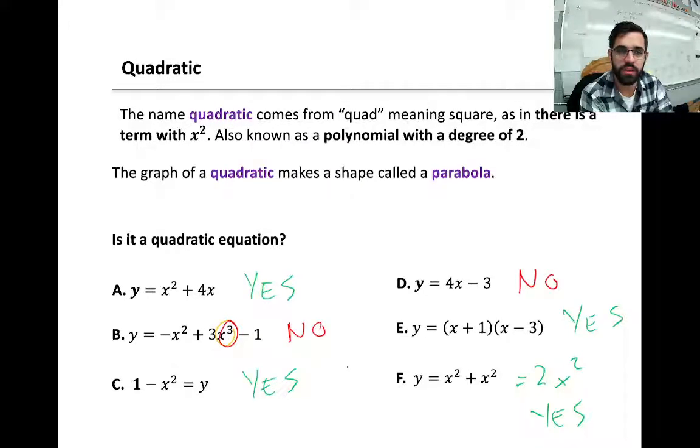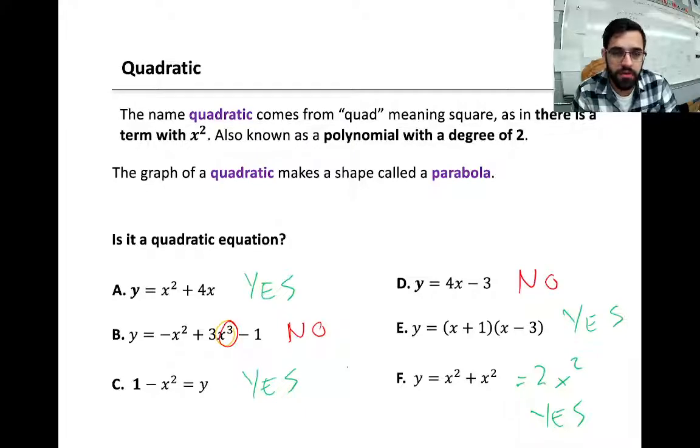Quadratic comes from the prefix quad. Quad means square or rectangle, as in anything with an x squared as the highest exponent can be written as a square or rectangle geometrically. That's interesting. Also, a quadratic is known as a polynomial of degree 2. Degree 2 meaning the biggest exponent on x is 2.